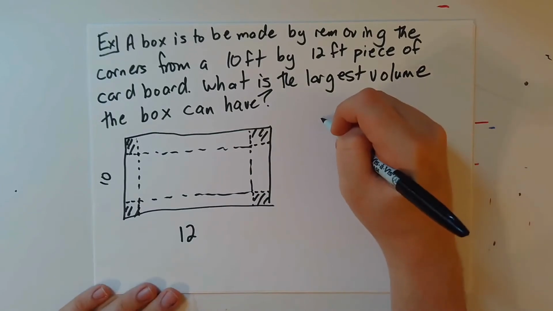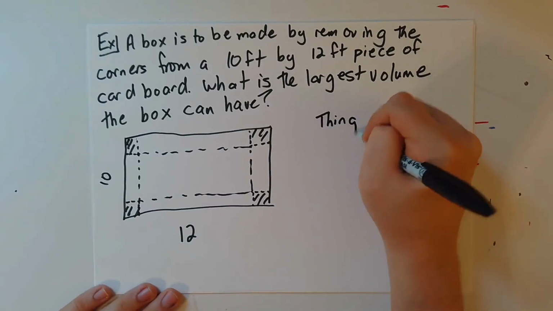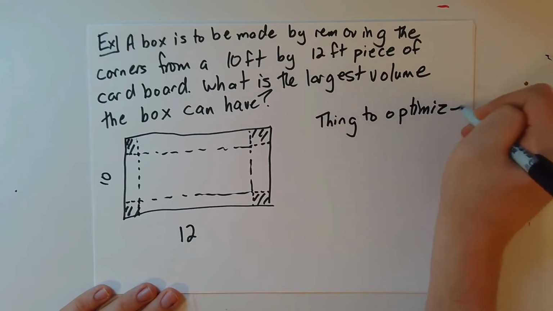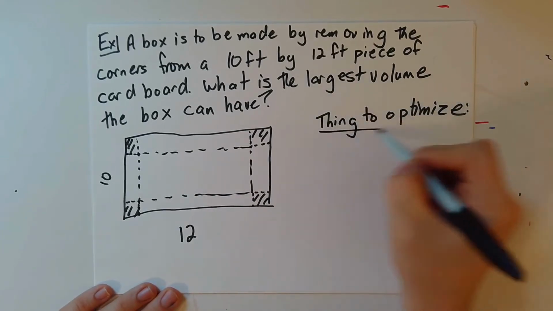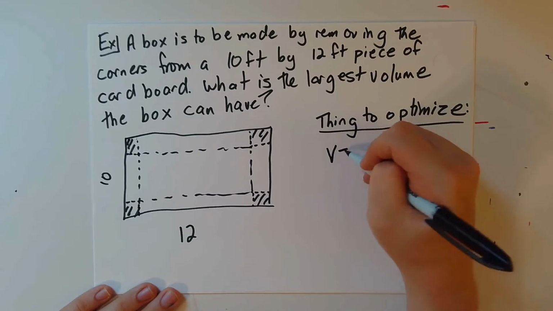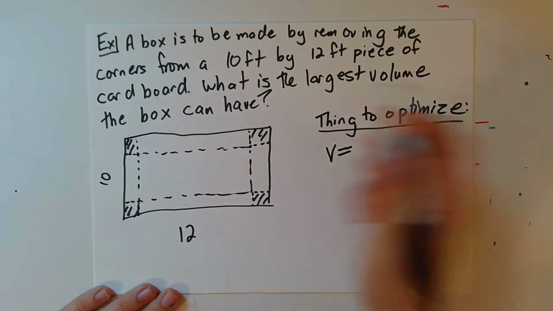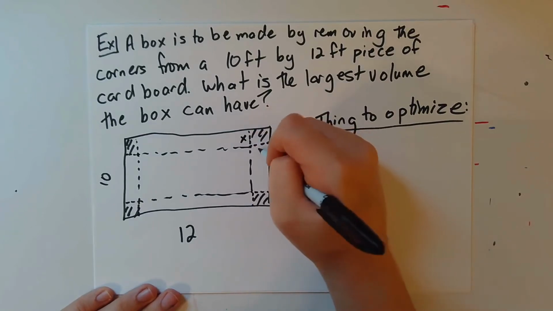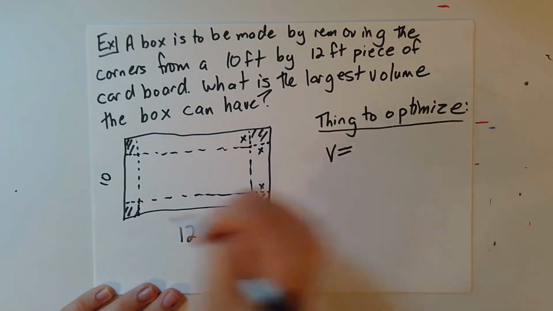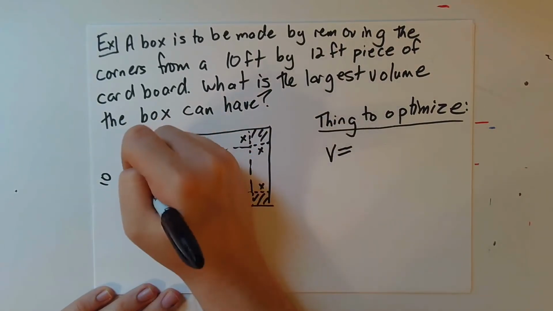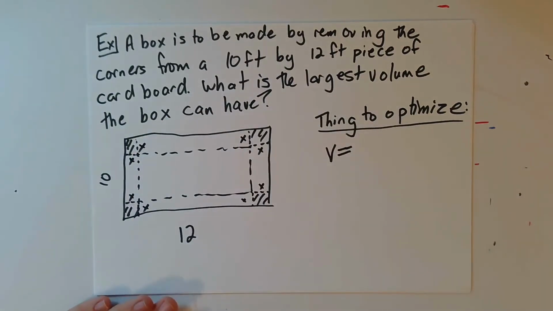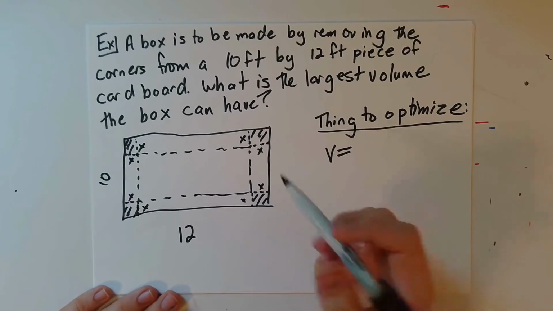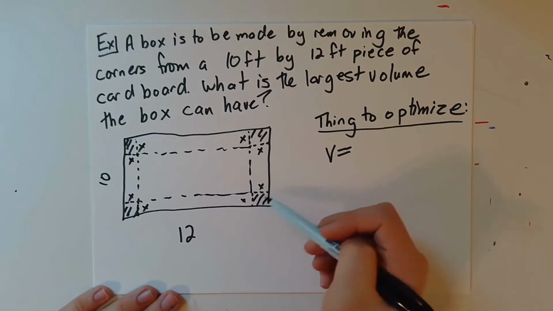Okay, so again, the thing to optimize is the volume. And so I'm going to go ahead and write this out. Actually, all of these I'm going to call the amount I'm cutting out x. Note, it has to be the same in all of these corners. These have to be squares, and they all have to be squares of the same size, because if they weren't, these wouldn't fold to fit together.